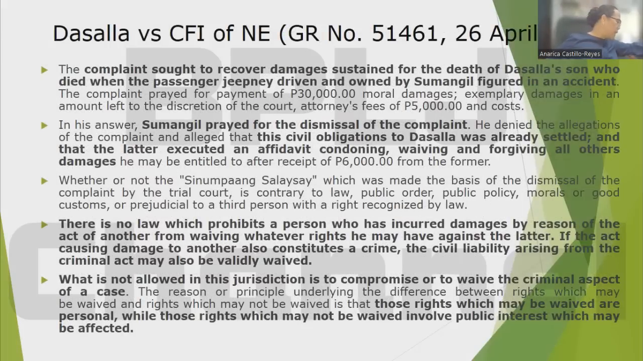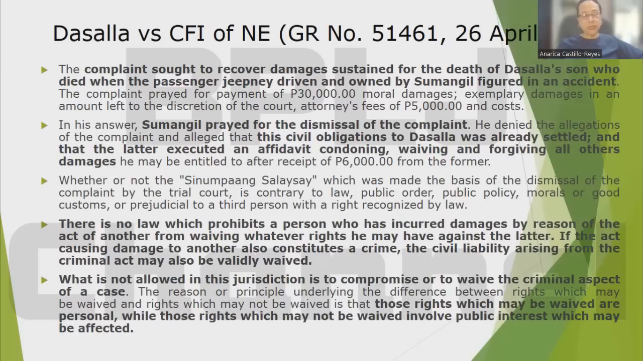Okay? The next case is a waiver also which is contrary to law. Remember that when you institute a criminal case, you also file with the criminal case the civil aspect of the criminal case. Now, the question is, can you waive both? Meaning, can the accused and the complainant enter into an agreement waiving not only the civil aspect of the case, but also the criminal aspect? The answer is no. You can only enter into an agreement relative to the civil aspect of the case, but the criminal aspect could not be waived.